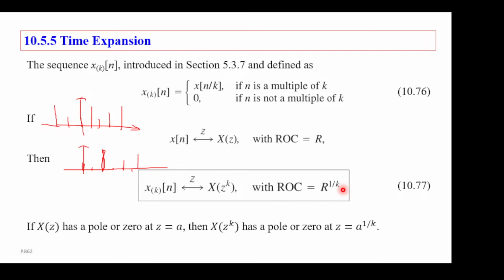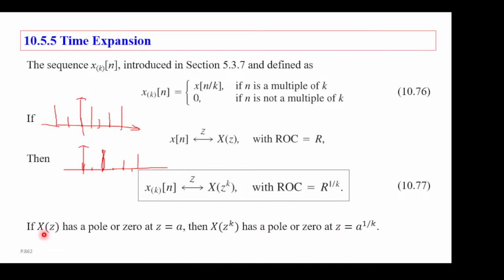Well, so these are two meanings. If you're just looking at the area of the ROC, then basically the boundary of the ROC gets taken to the 1 over k root, right? So it's going to get closer to 1. But this is also a bit more general.